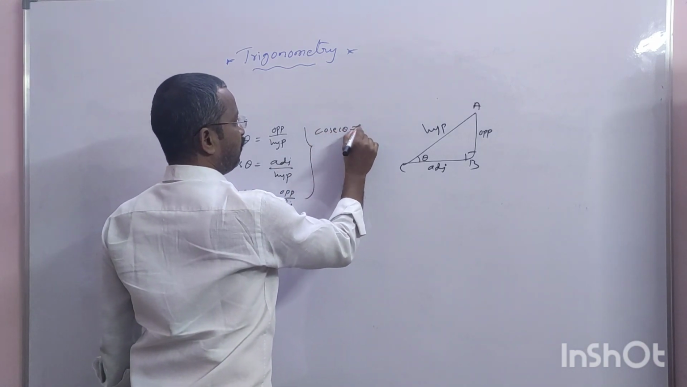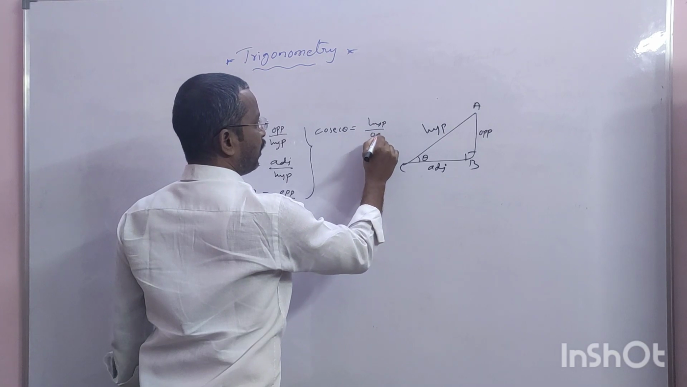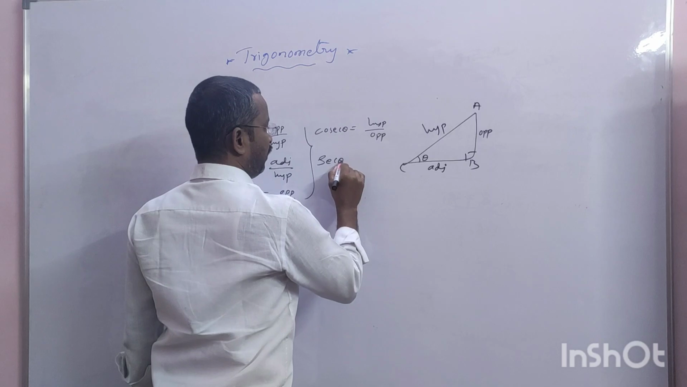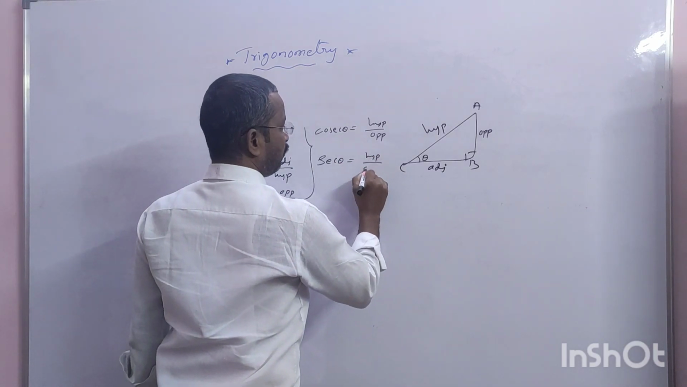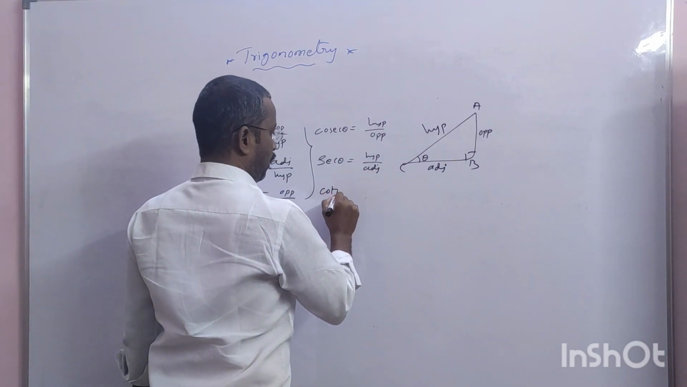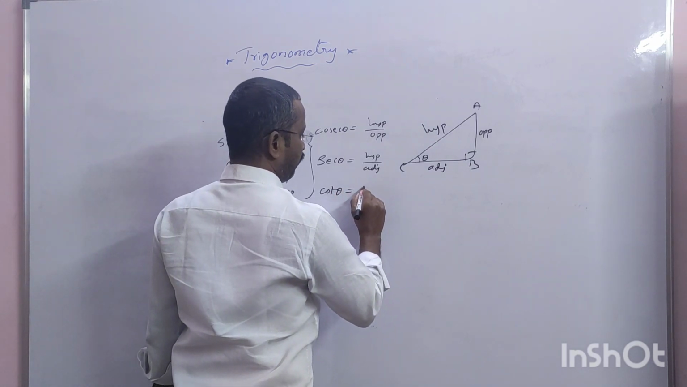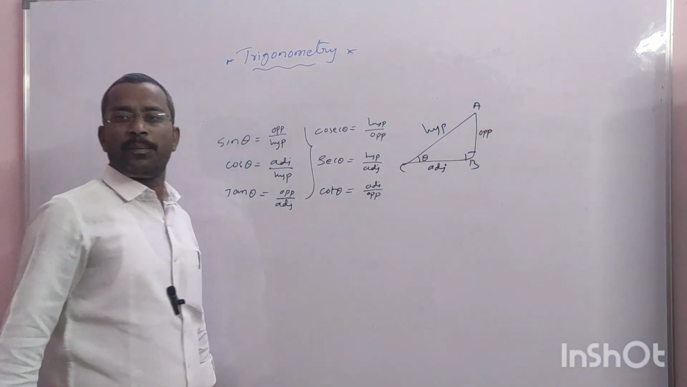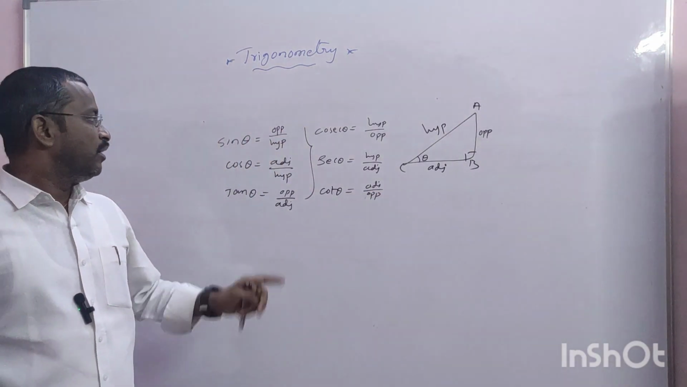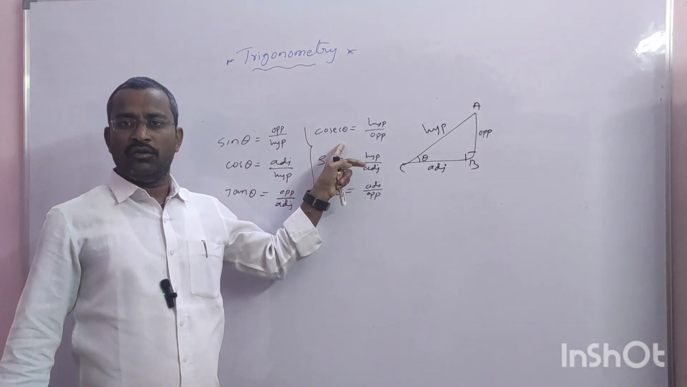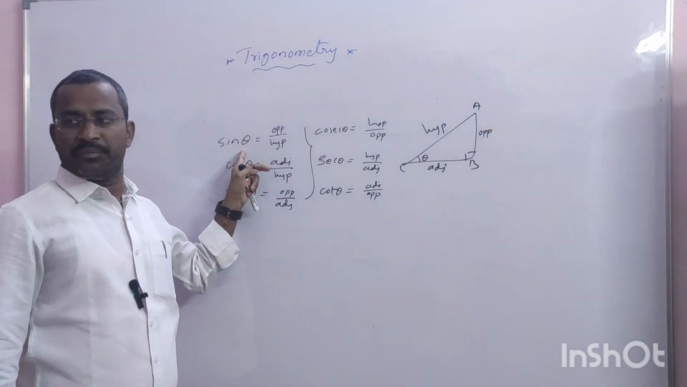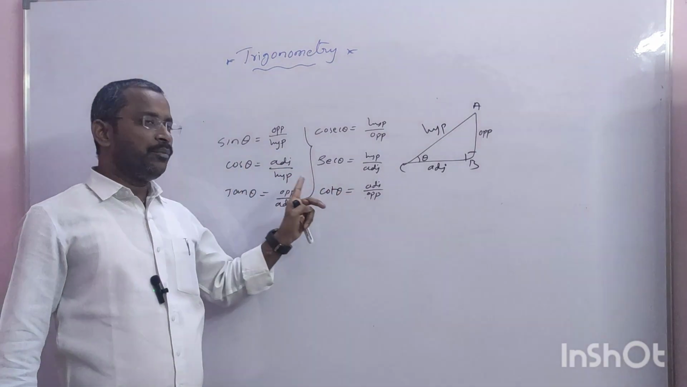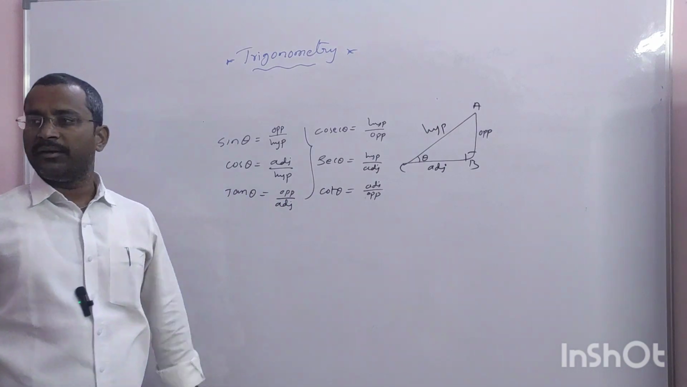Cosec theta is equal to hypotenuse by opposite. Next, sec theta is equal to hypotenuse by adjacent. Cot theta is equal to, what will we write? Adjacent by opposite. These are the reciprocal ratios. Sin theta and cosec theta are reciprocals of each other, vice versa. Cos and sec are reciprocals. Tan and cot are reciprocals.